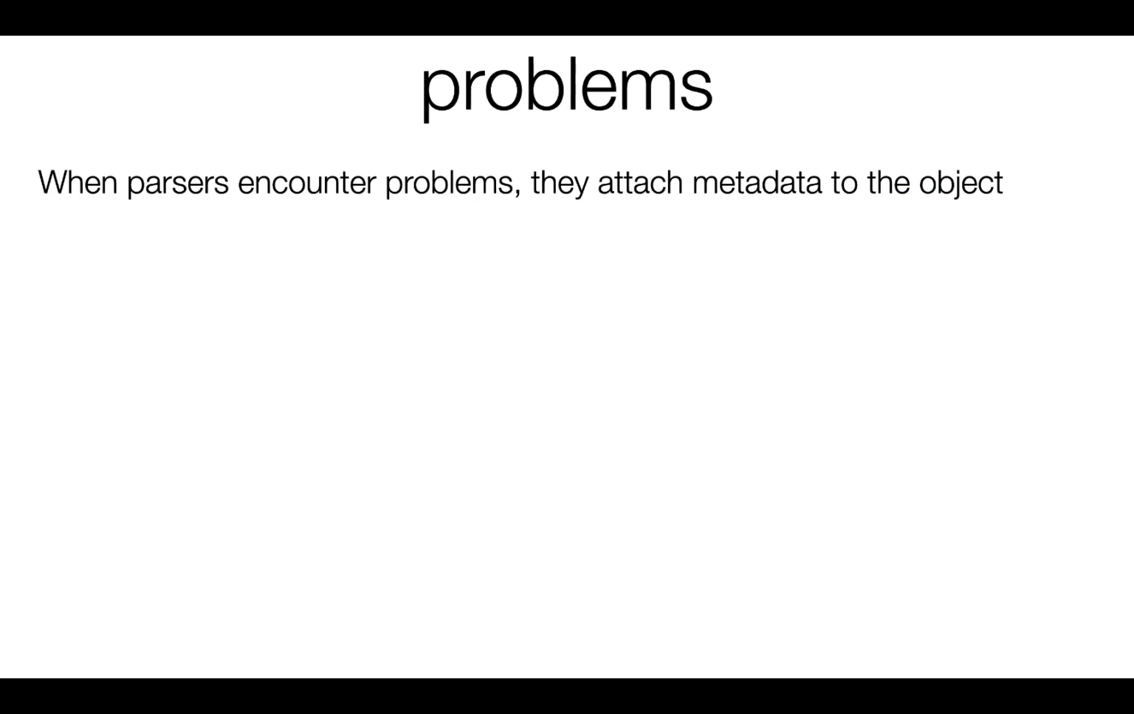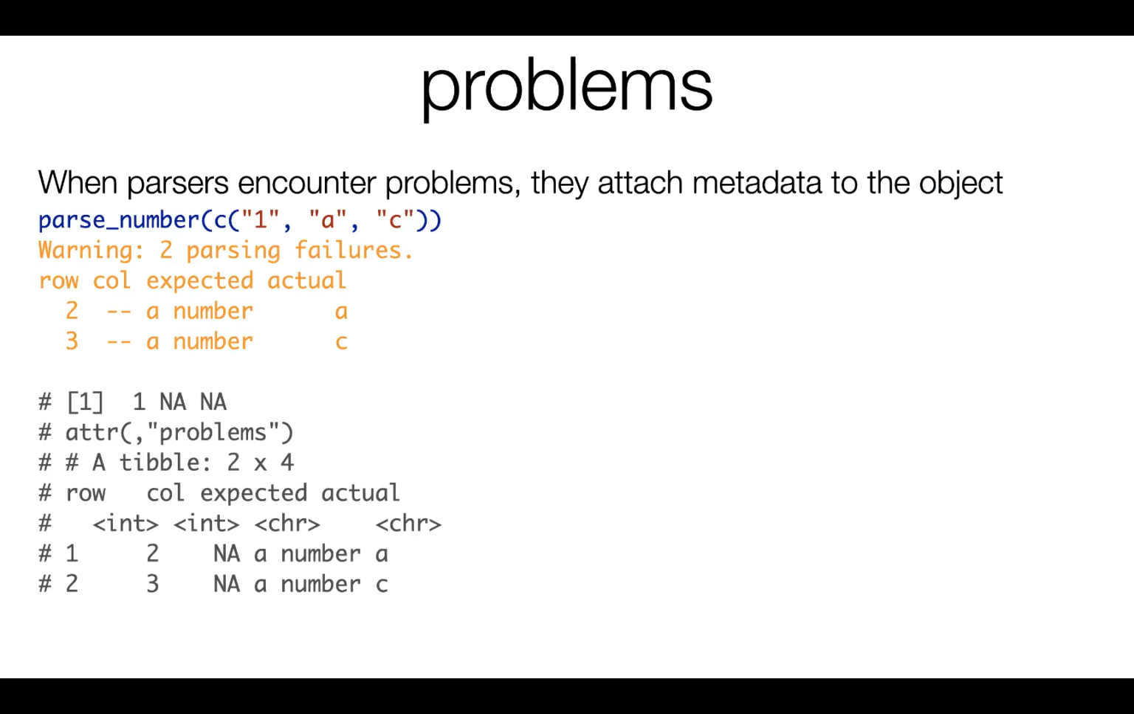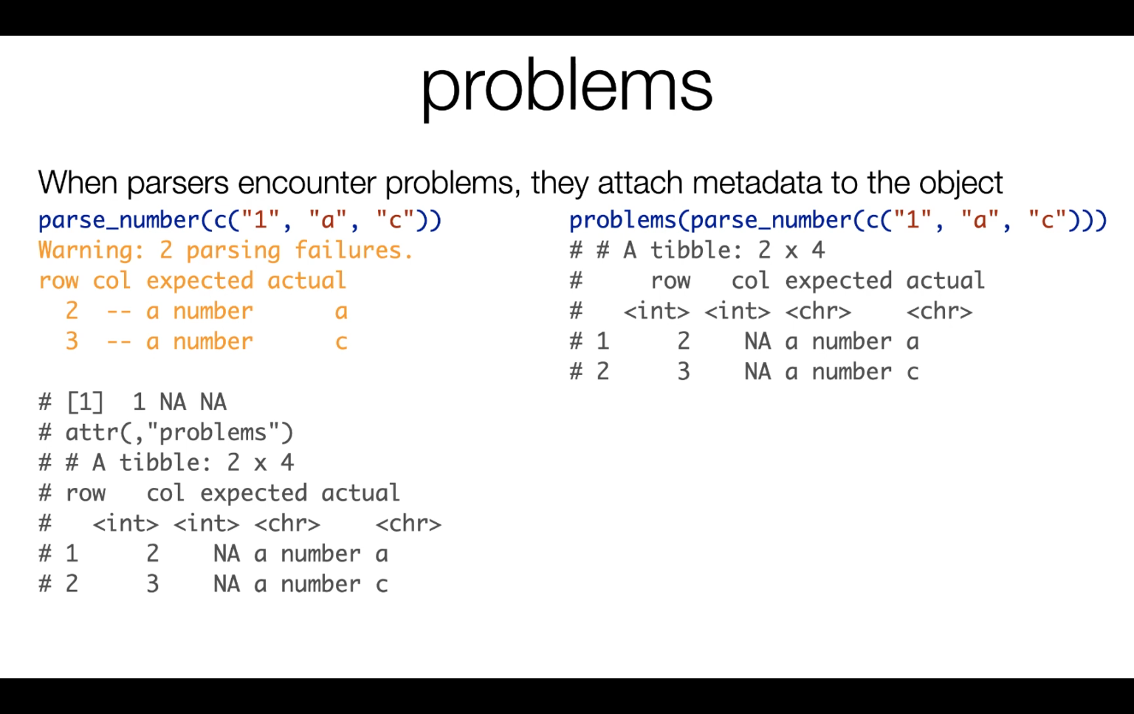Now, when problems do arise, we've seen them before: they arise as warnings, and then they arise as attributes. So you'll get something back like this. Here I say parse_number, and then I give it characters as well. It tells it what was expected, and it tells it what the actual user gave it. Notice, though, that the bottom has that attribute of problems. If we use the problems function on the result of something that's parsed, we get that thing back as a tibble. That can be really useful for actually identifying which parts of our data are not being parsed properly.